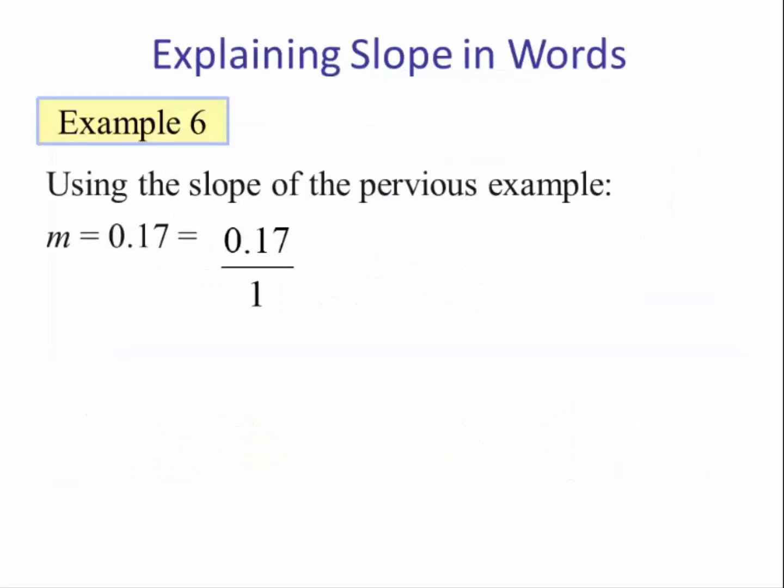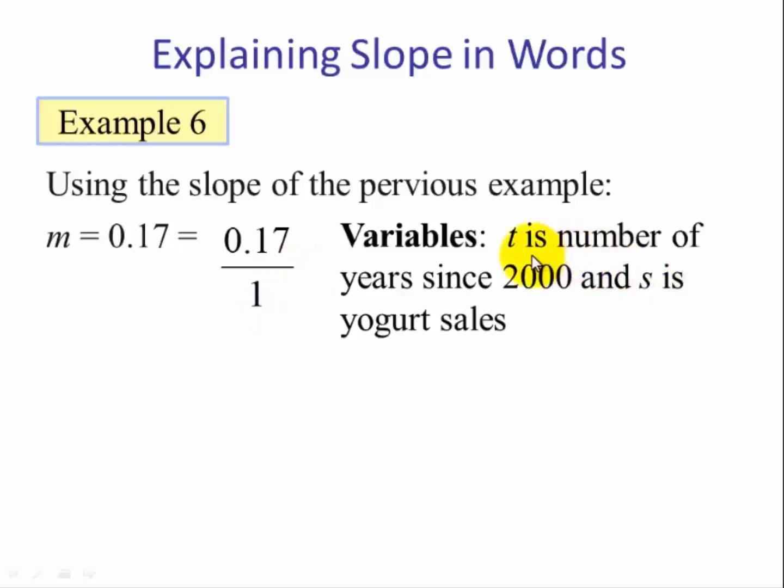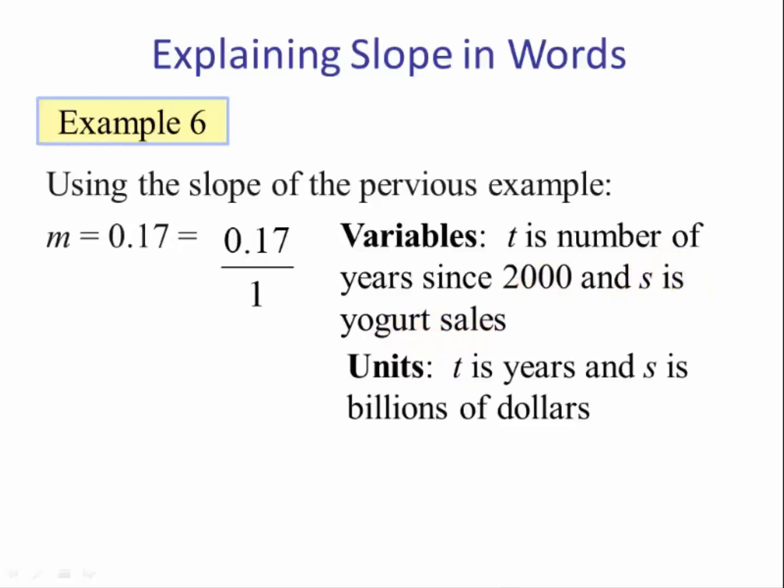Let's do an example. Use the slope of the previous example in the video where m was equal to 0.17. Now we begin by saying slope is a comparison of the rise over the run. So this is 0.17 over 1. If you recall, t is the number of years since 2000, and s is the yogurt sales. The units for t is years, and s is billions of dollars.